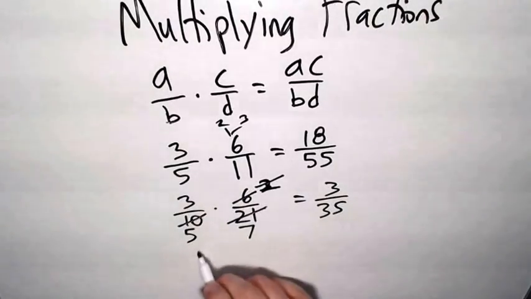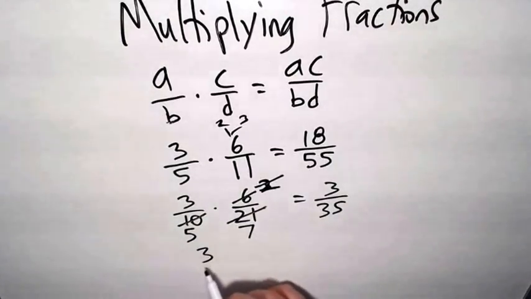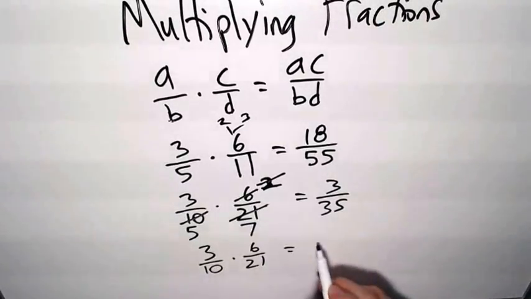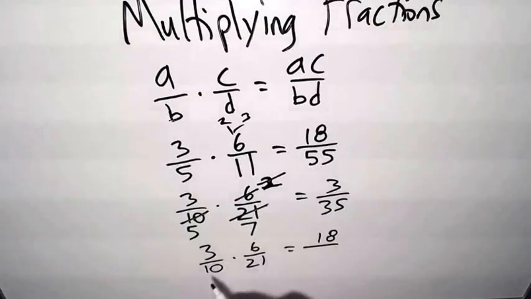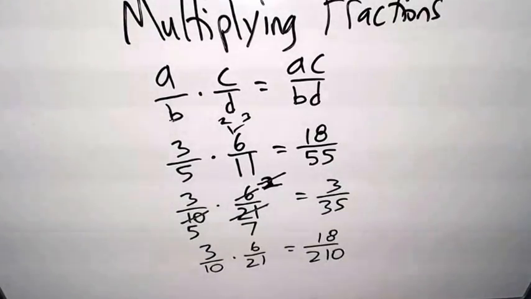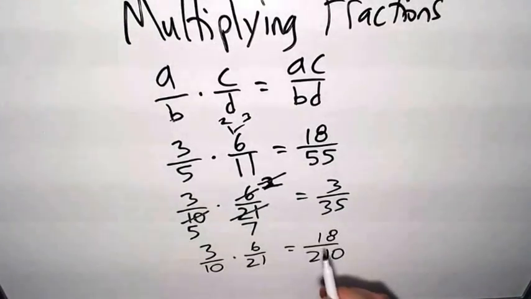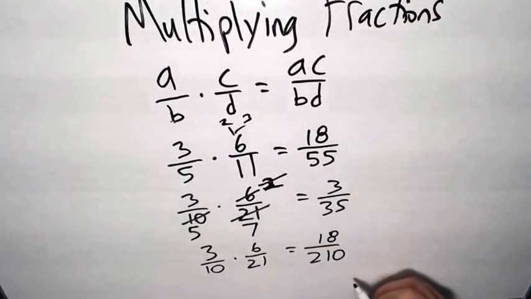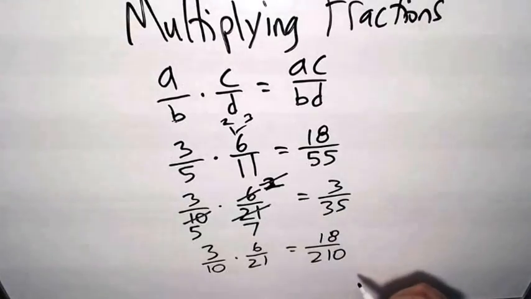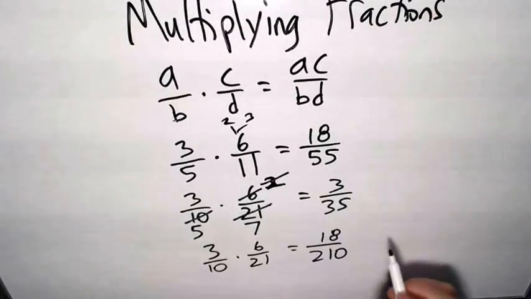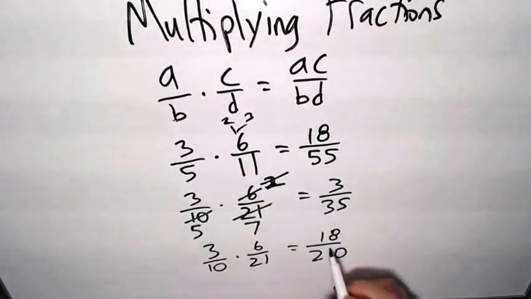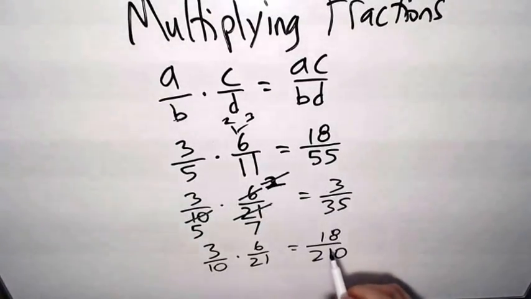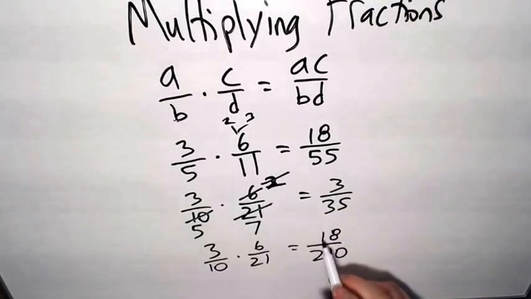If we didn't reduce it first, then it would be 3/10 times 6 over 21. And we would get 18 over 210. And then we'd have to try to reduce this 18 over 210. So I observe that a 3 will go in and a 2 will go in. So a 6 goes into both. How do I see the 3? If you add the digits, 1 plus 8 is 9. If the sum of the digits is a multiple of 3, then the whole number is a multiple of 3. So 3 will go in.